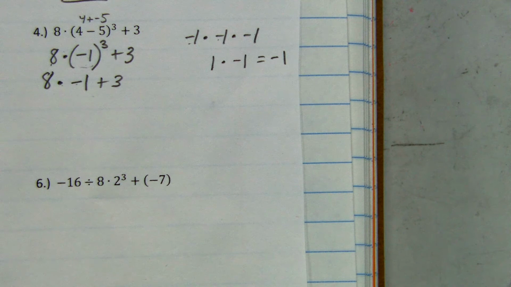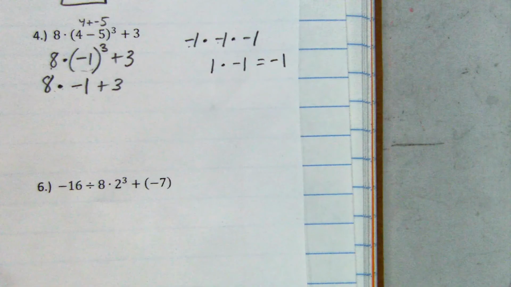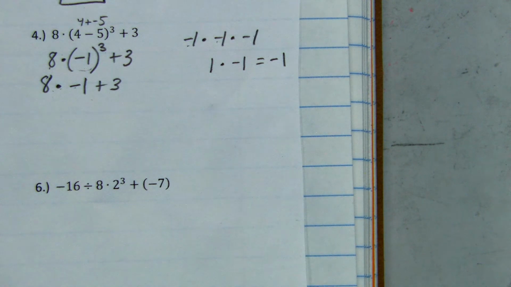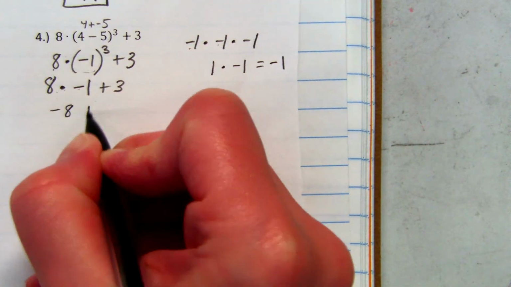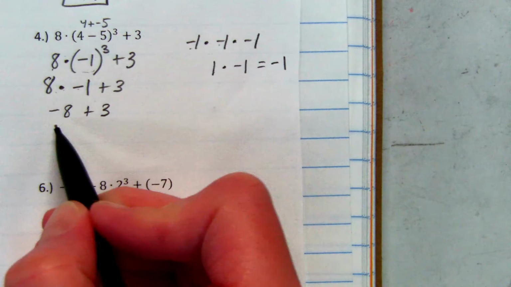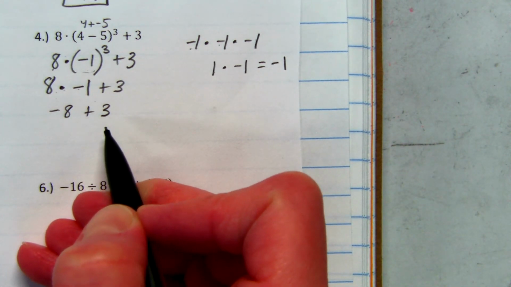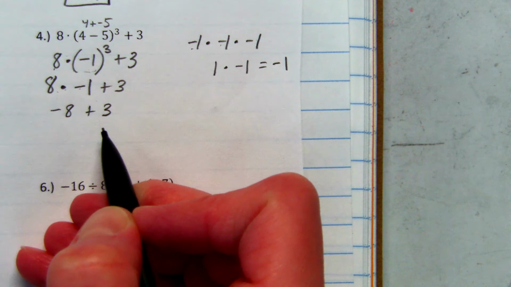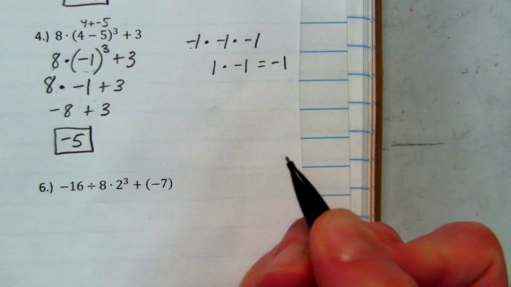All right, so then we have to do multiplication and division next. So 8 times negative 1, what would that be? Okay, you've answered a lot. Somebody else. Go ahead. Negative 8. And then we're going to add 3. So negative 8 plus 3 would be how much? Braden. Negative 5. So negative 5 will be our final answer.